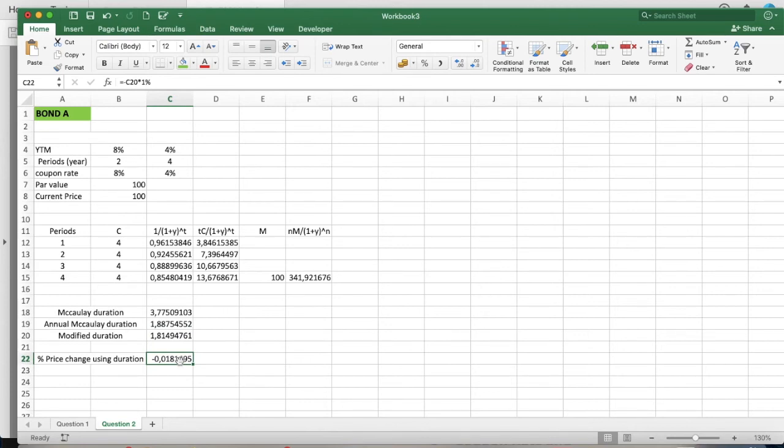So this means that the bond's price should decrease by 0.0181495 for every 100 basis point increase in the yield to maturity, right? So let's transform it into percentage.